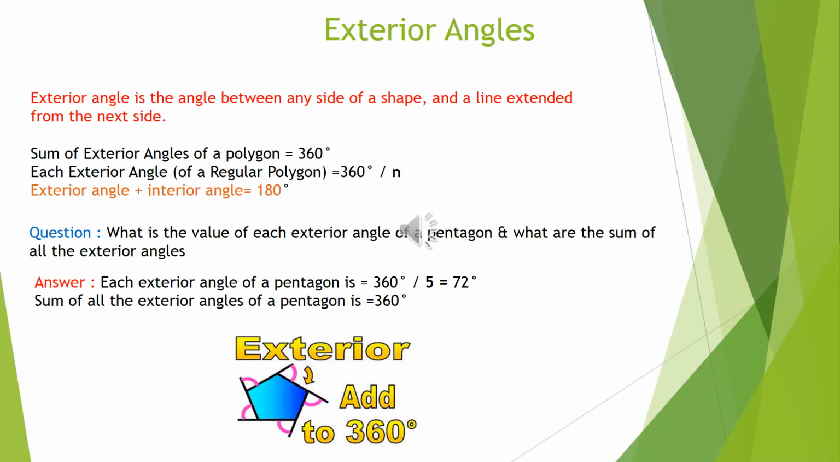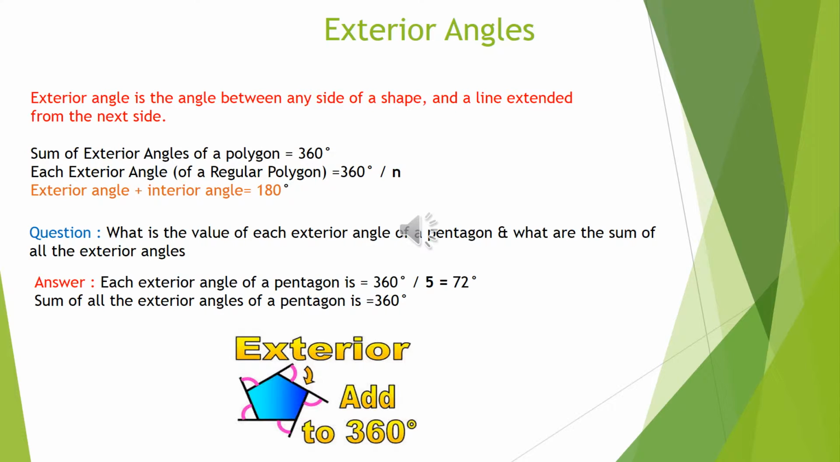The exterior angle plus interior angle equals 180 degrees. Now it's again question time. What is the value of each exterior angle of a pentagon, and what are the sum of all the exterior angles?